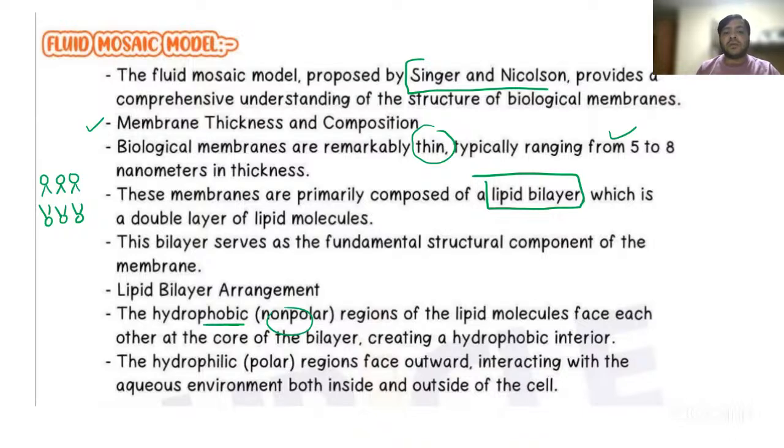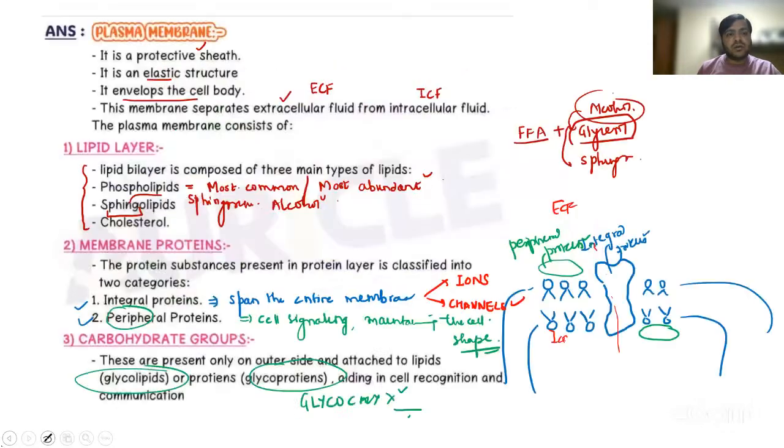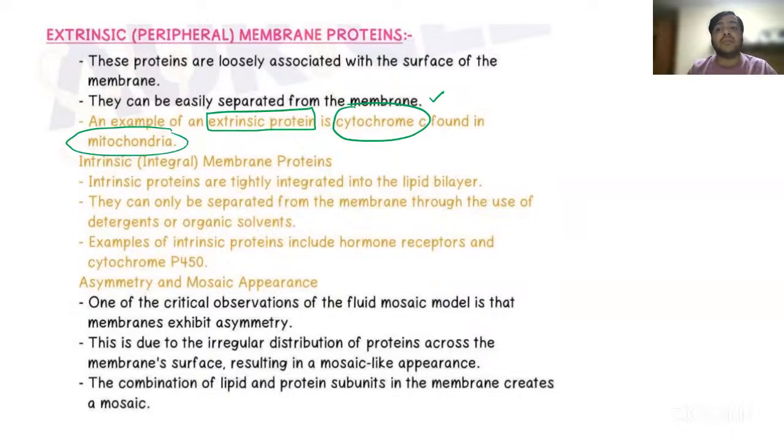Now, that is something we already know; the hydrophobic and the hydrophilic part we have already discussed. I just wanted to say more regarding these proteins, guys. These proteins are very, very important. Remember the example of extrinsic protein, again a very important MCQ question: it is cytochrome C, which is found in which organelle of the cell? That is the mitochondria.